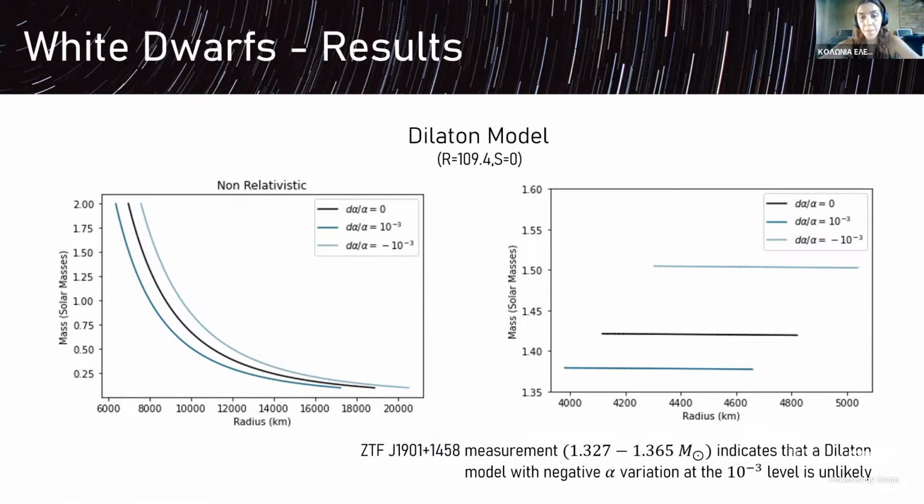And also, what we found here is we tried to compare these Chandrasekhar masses that we got with the measurement of the most massive white dwarf ever detected, which is in the range of 1.327 to 1.365 solar masses. Because this is really low compared to this limit for the negative variation of alpha that we saw, we have concluded that this model might be a bit unlikely, since we got this measurement and we don't have measurements for more massive white dwarfs so far.